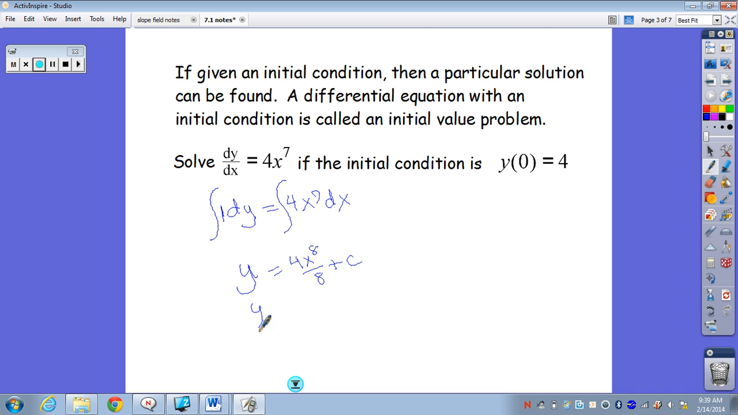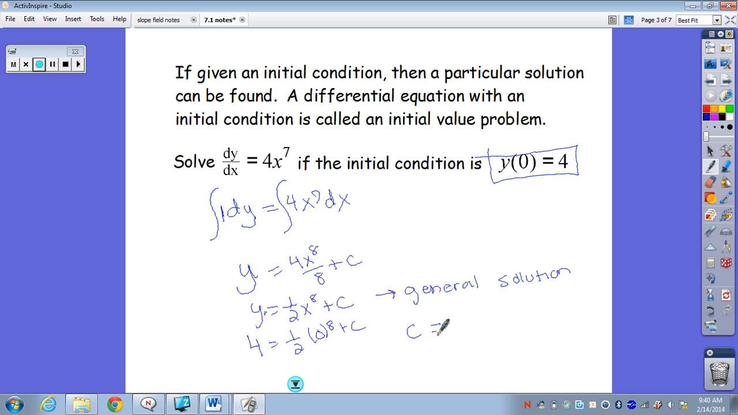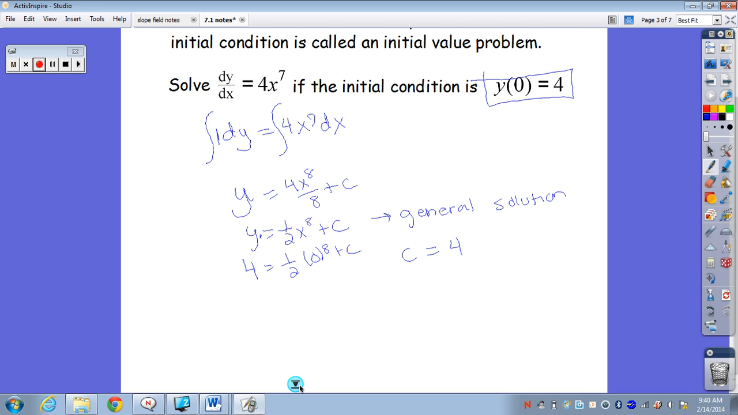If we simplify that, we get 1/2 x to the 8th plus c. This is called my general solution, just like we called it before. Now they gave me an initial condition, or a point, so I can find c. Again, this is good practice for the test because this is on the test. If I plug in 0 for x, I get c is equal to 4, and then to get my particular solution, I plug it back in and get 1/2 x to the 8th plus 4, and this is my particular solution.